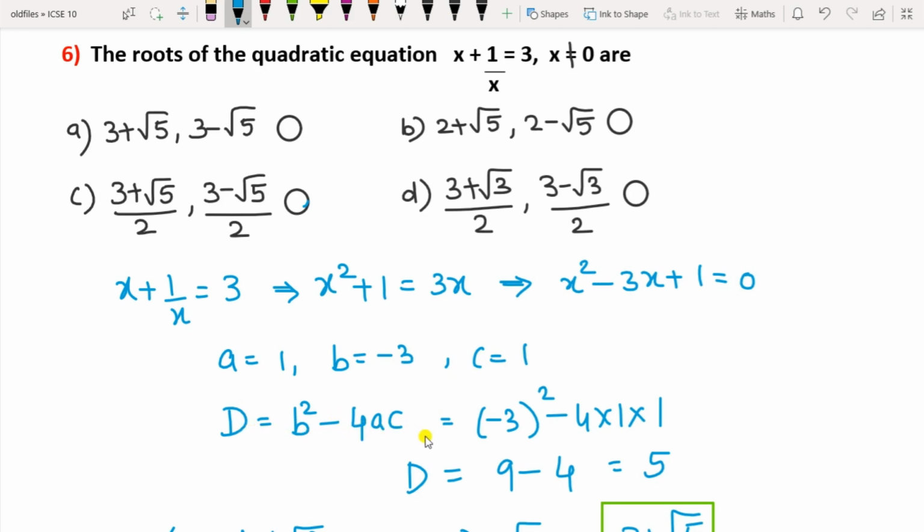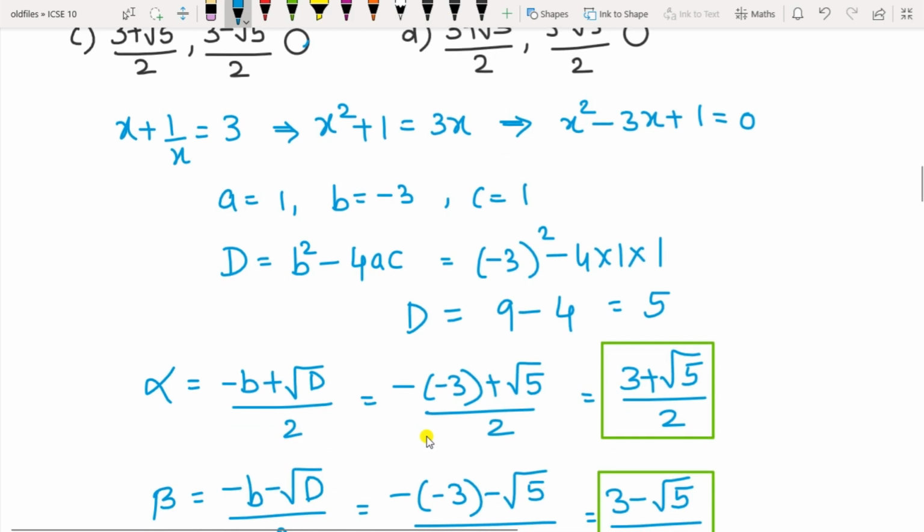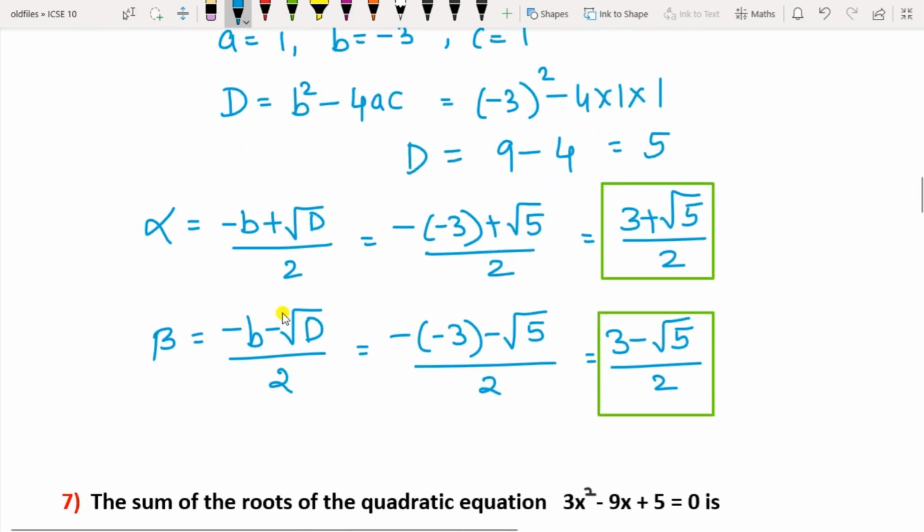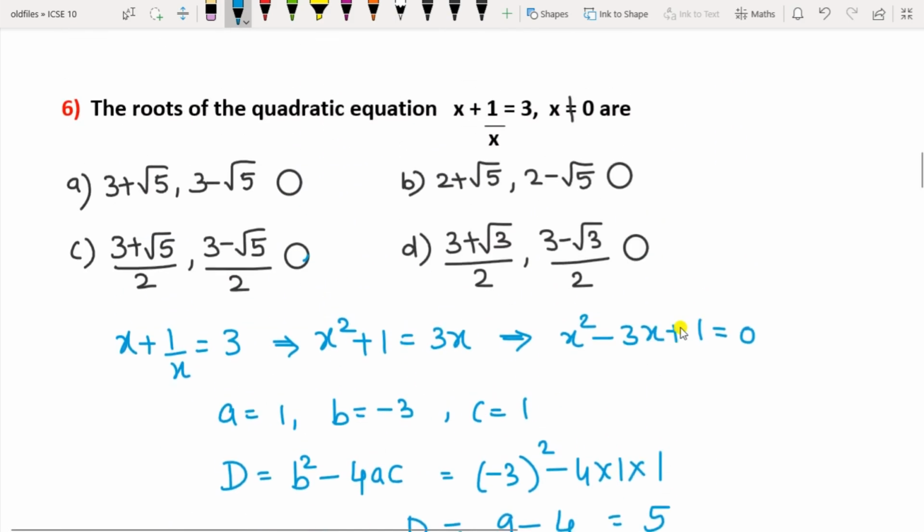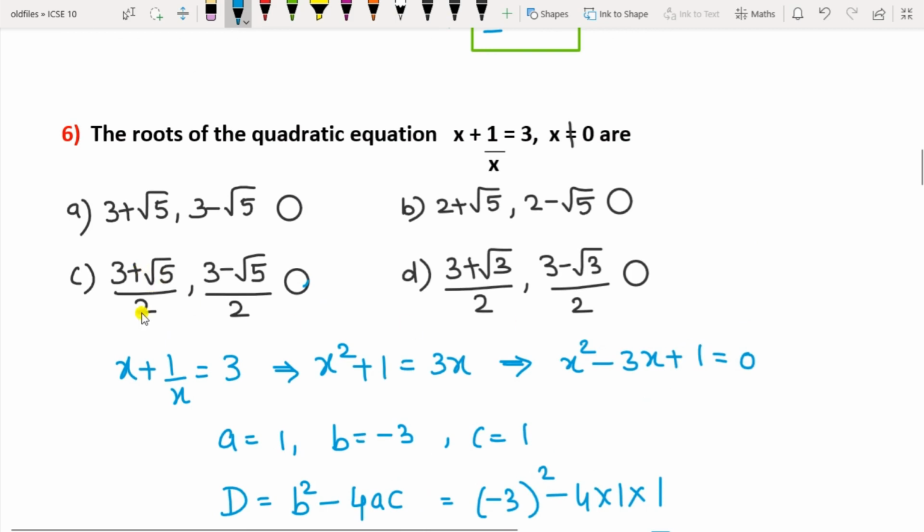Therefore D is b square minus 4ac, or else you can substitute in the formula x equal to minus b plus or minus under root of b square minus 4ac. It is one and the same thing. So alpha equal to minus b plus root D by 2. So here you get alpha as 3 plus root 5 by 2 and beta as minus b minus root D by 2, so it is 3 minus root 5 by 2. So these are the two roots for this given equation. So this is 3 plus root 5 by 2 and 3 minus root 5 by 2. So this is the correct option.